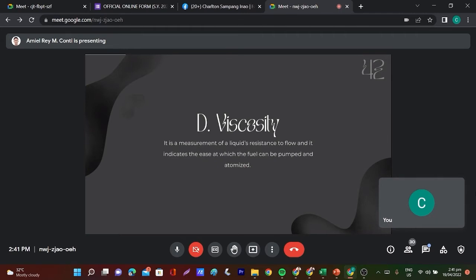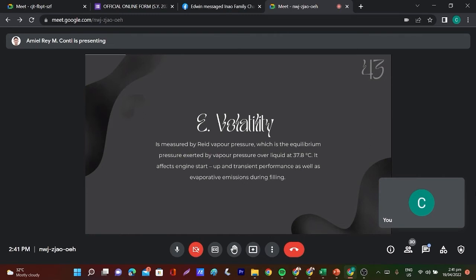Viscosity. It is the measure of liquid resistance to flow, and it indicates the ease at which the fuel can be pumped and atomized. Okay. Next. Volatility is measured by Reid vapor pressure, which is the equilibrium pressure exerted by vapor over liquid at 37.8 degrees Celsius. It affects engine startup and transient performance as well as evaporative emissions during filling. Yung katulad nga po na sinabi kanina ni Patricia, the higher the volatility, mas marami pong parang waste yung product po na yun. Okay. Next.